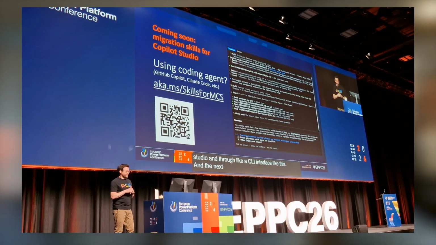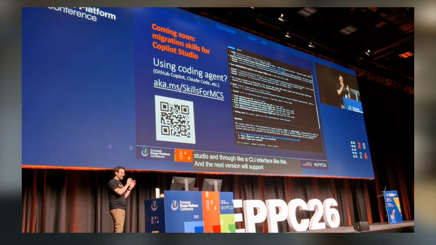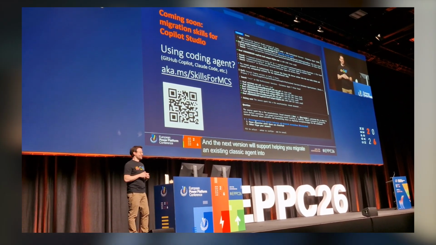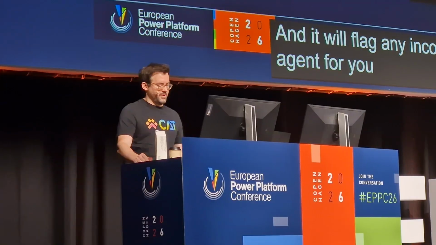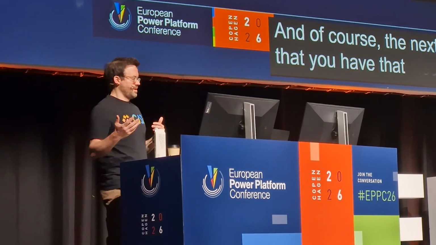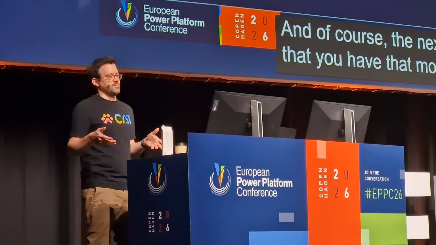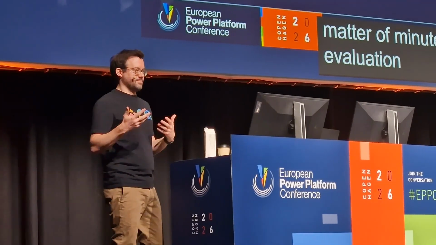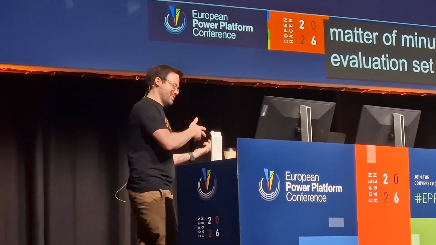Also announced are the Copilot Studio migration tools, making it possible to migrate agents you have created in Cloud or in the old Copilot Studio into a new Copilot Studio modern agent using all the new stuff that was announced, like the memory, the skills, and the workflows. And of course, the next step we suggest is, hey, now that you have that modern agent created for you in a matter of minutes with that new tool, go run the same evaluation set and see if it's still doing as good or better as your previous agent.